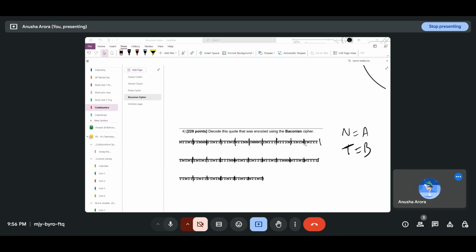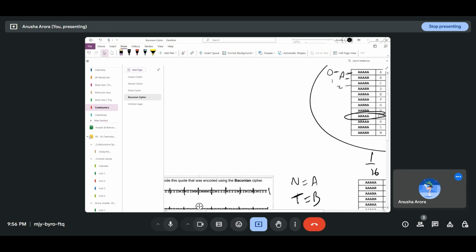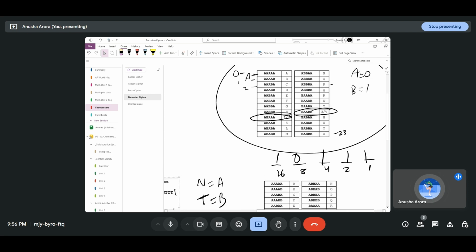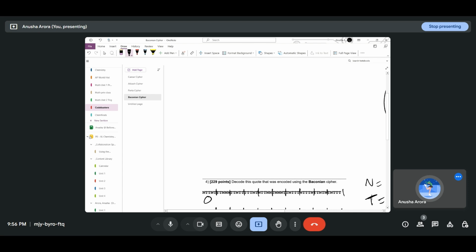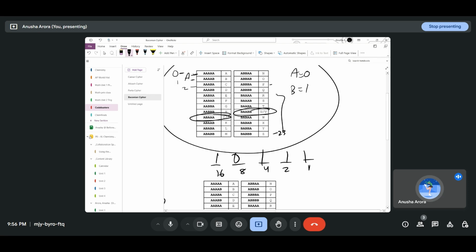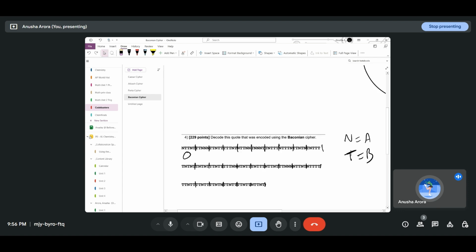If we start with N as A and T as B, we get A, B, B, A, B, so that's an O. And then we get B, B, A, A, A. That does not exist, because we can look at this column. B, B, A, A, A does not exist. Therefore we know that N cannot be A and T cannot be B. So we switch it: N is B, T is A.